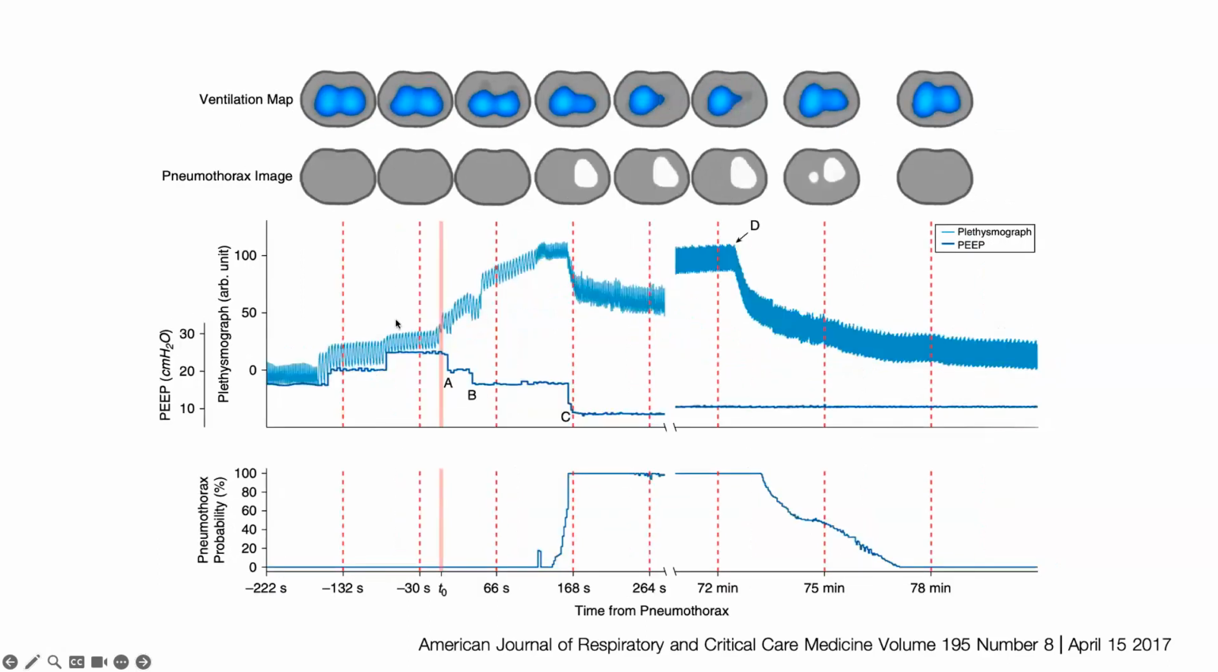But in this case, in this patient, we can see something really weird. At a certain point during the middle of the recruitment maneuver, the EIT plethysmogram kept increasing. We reduced PEEP and the plethysmogram was still increasing.